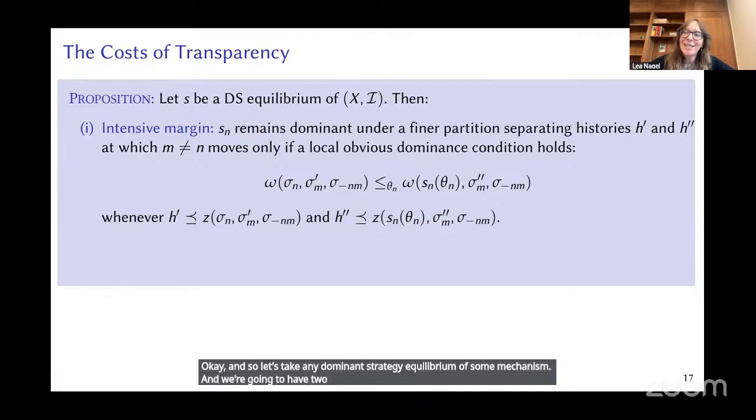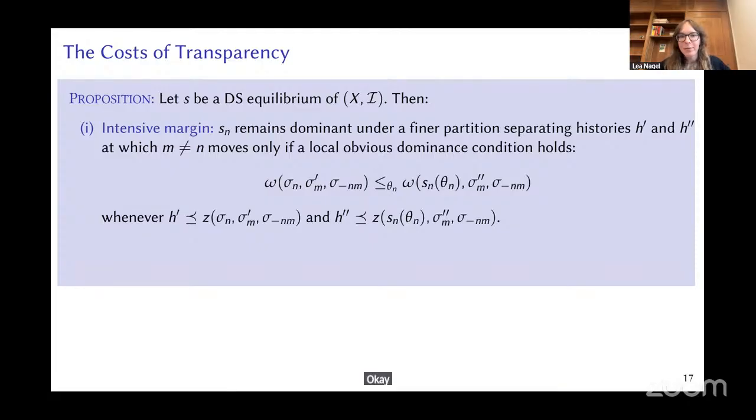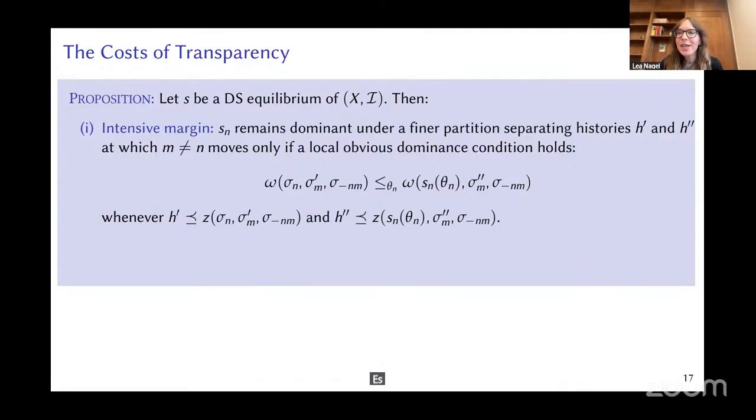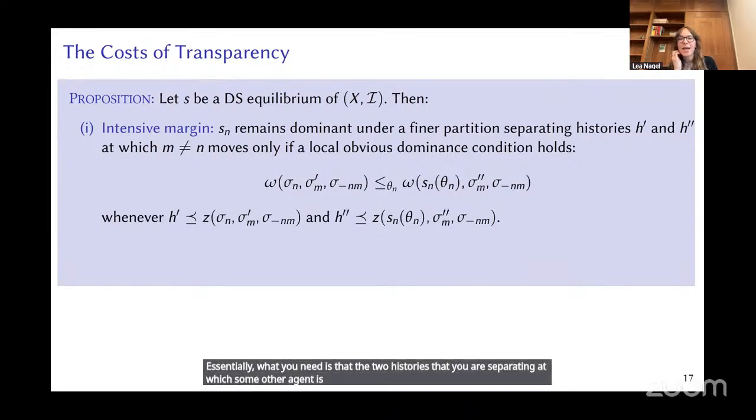One is an intensive margin result. So this tells you how much information you can reveal within a particular game tree. And the other one is going to be an extensive margin result, which goes back to the clock auction question. Okay, so on the intensive margin, what happens? Well, if you want a strategy to remain dominant as you make the information partition finer, so you disclose more information, essentially what you need is that the two histories that you are separating, at which some other agent is going to move, need to satisfy a sort of local obvious dominance condition.